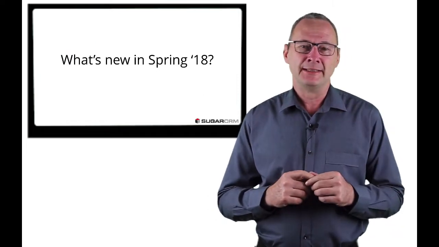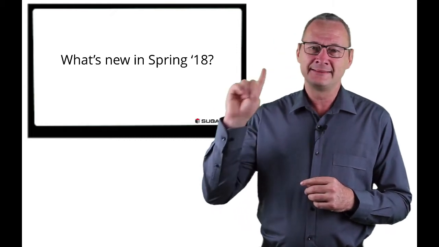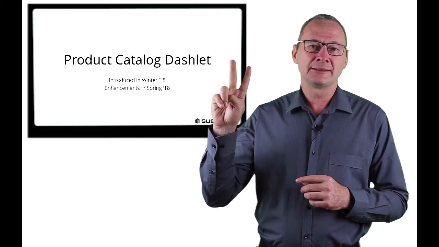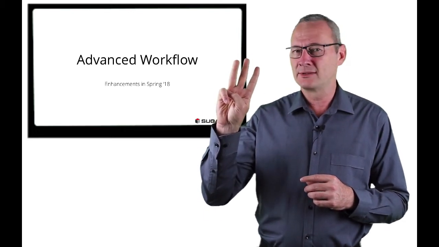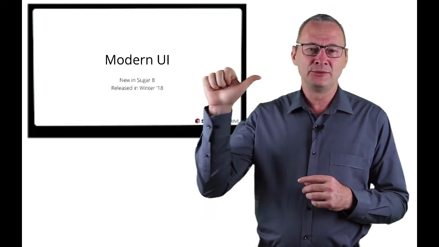So what's new in version 8? There are 5 key things, and these are what they are. There is a new data privacy module. There is a new product catalog dashlet. There's a new advanced workflow feature called runtime execution. There's a new UI, and there are drill down charts.